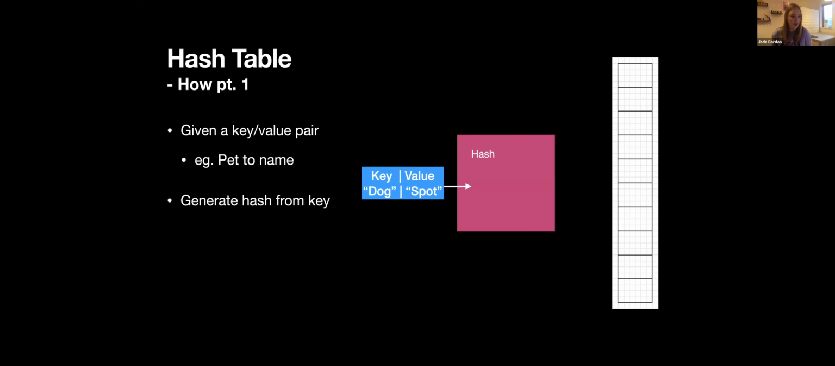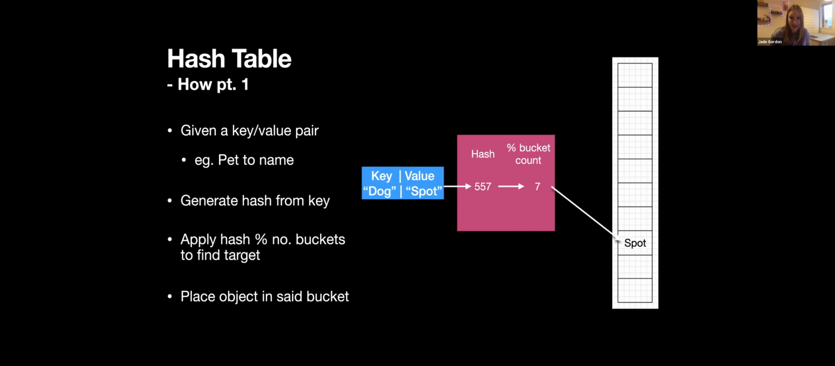For this example, I've just done a really simple function whereby I apply a numerical value based on the letter, and then I carry over the value. So if I apply values to the letters D, O, and G, I would get the value 557. I'd then mod that by the bucket count, which for this example is 10. That gives me the value 7. So that would mean that Spot would be placed into the bucket at index 7.